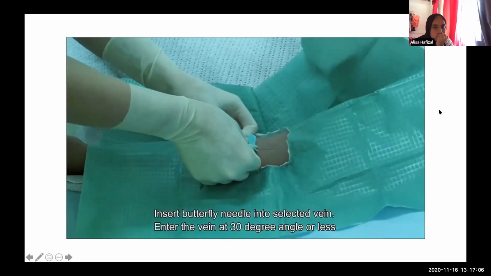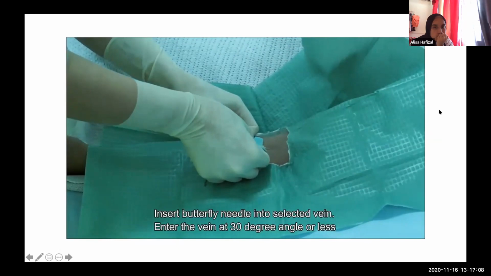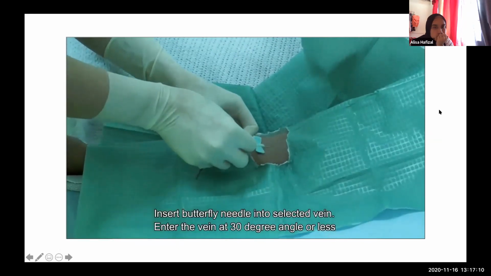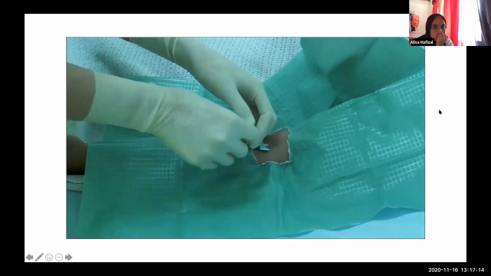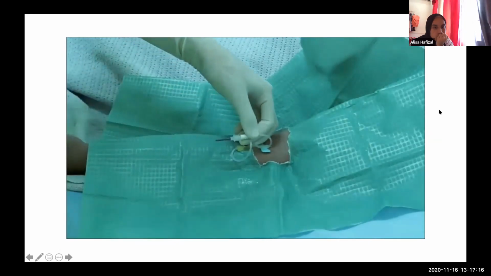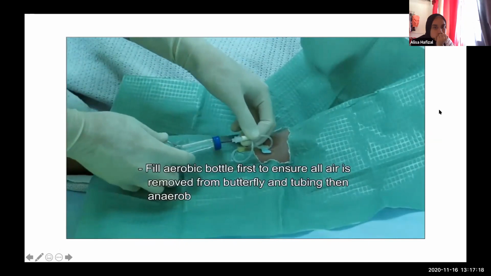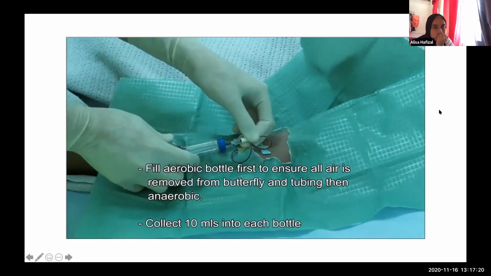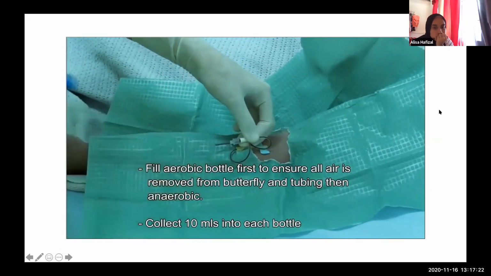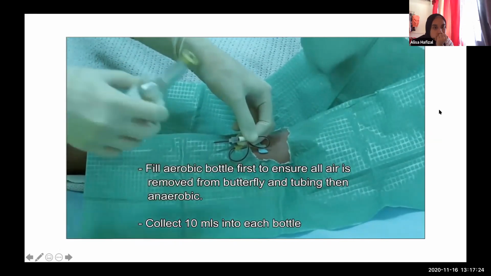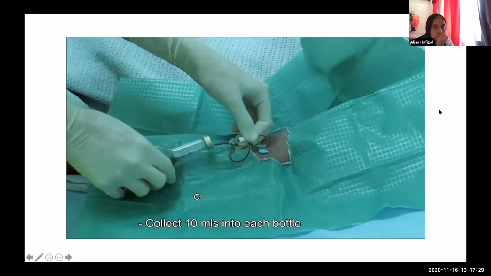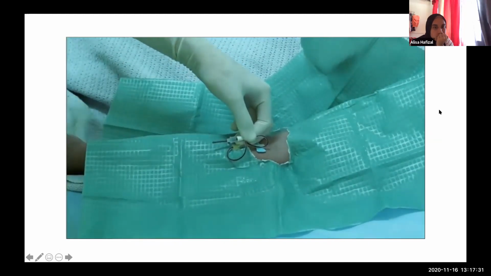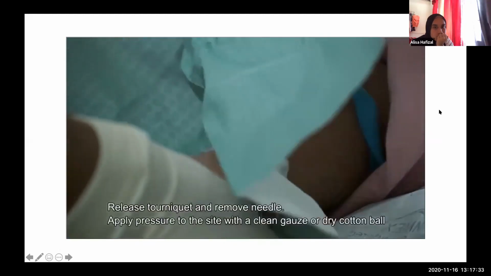Insert the needle into the clean venipuncture area with an aseptic non-touch technique, without touching the venipuncture area. Fill the aerobic bottle first and allow the pressure to fill 10 ml of blood into the bottle. Then remove and attach the anaerobic bottle to fill another 10 ml of blood. Thoroughly mix the culture bottles by gently rotating or inverting the bottles.